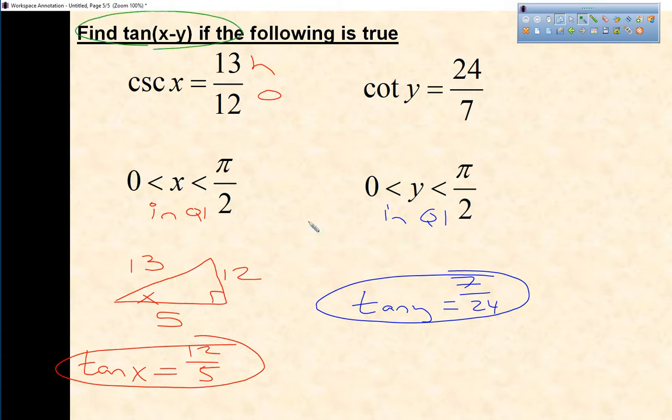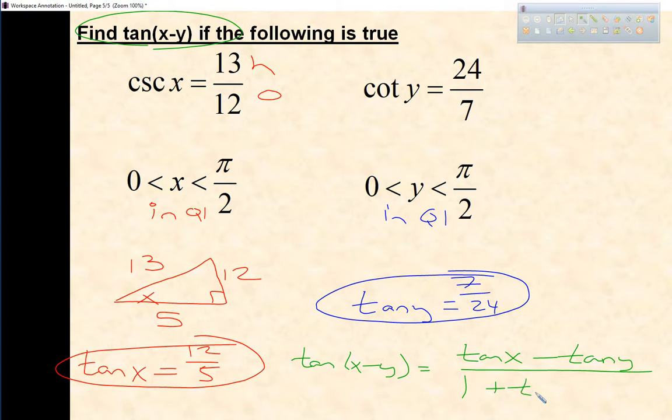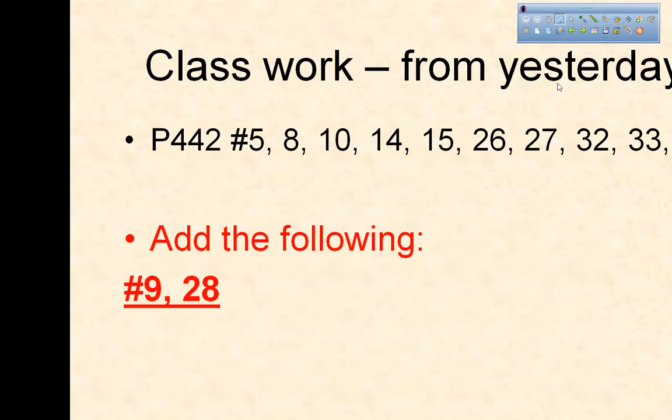My formula for tangent of x minus y: tangent of x minus y would be tangent of x minus tangent of y, over 1 plus tangent of x times tangent of y. So now let's replace what we have. Tangent of x is 12 over 5 minus tangent of y, which is 7 over 24, all over 1 plus tangent of x, which is 12 over 5, times tangent of y, which is 7 over 24. And so let's go back to my calculator, and we're going to work this out.